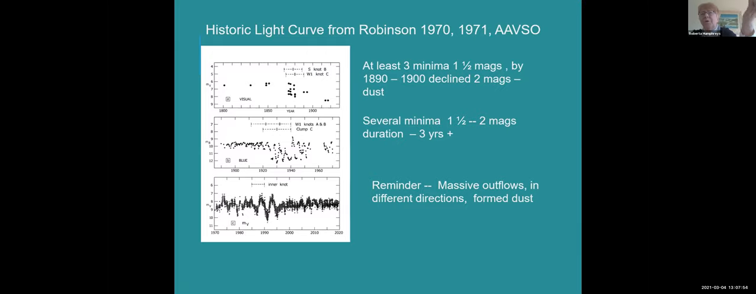I know there are other alternatives to explain the dimming in Betelgeuse, but I think in the case of VY Canis Majoris, these deep minima can probably best be explained by dust formation. And we notice that after the minima, the star returns very close to its previous brightness. I suspect this is because the obscuring material, the outflow, the knot, is basically moving outside our line of sight. So it's moving across the disk of the star and moving away from the star.